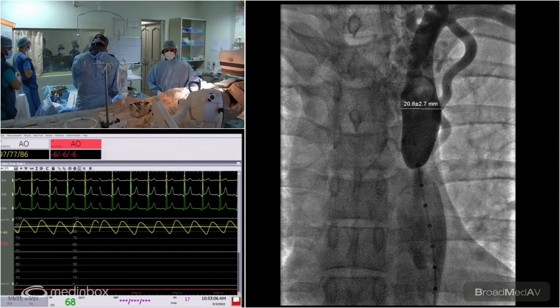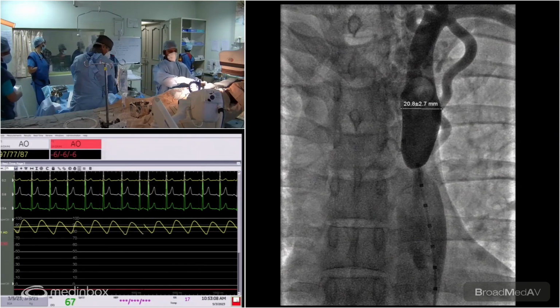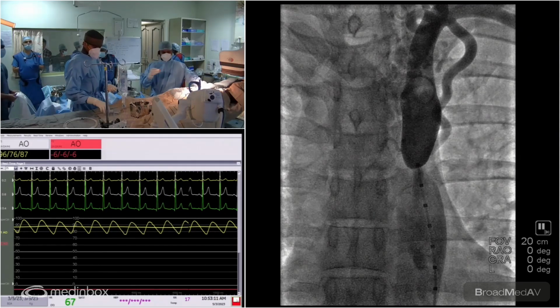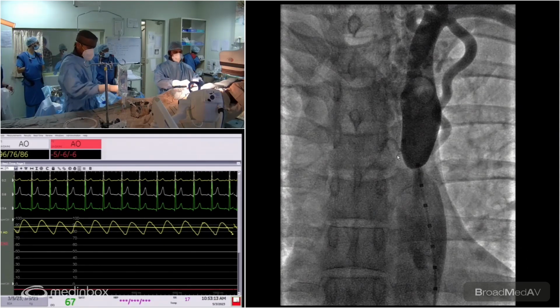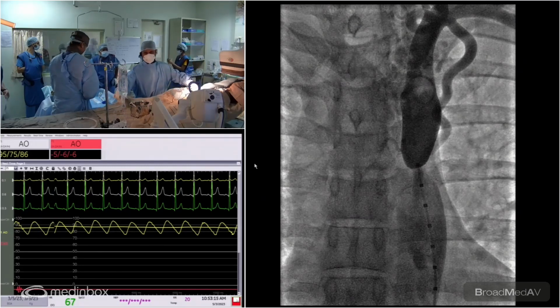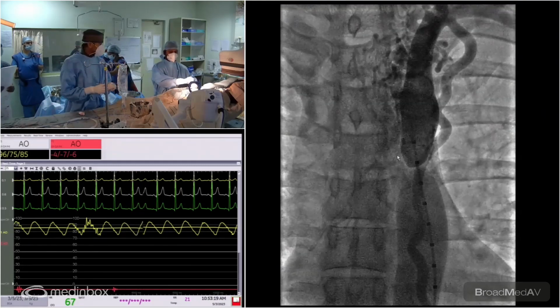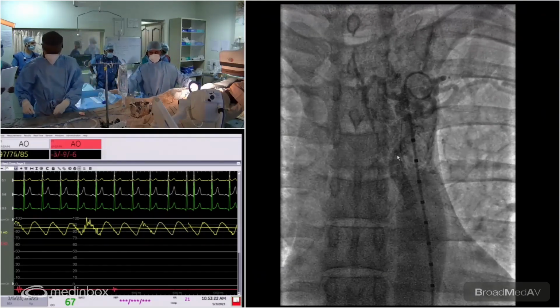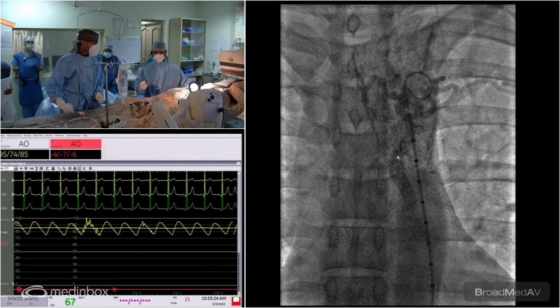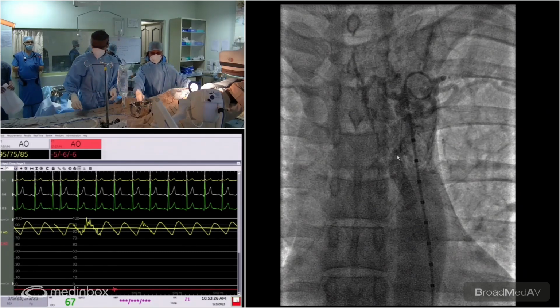Okay, can I get a gauze, please? Open it. Just keep it by the side. I should take this out. We'll show live. It's okay.